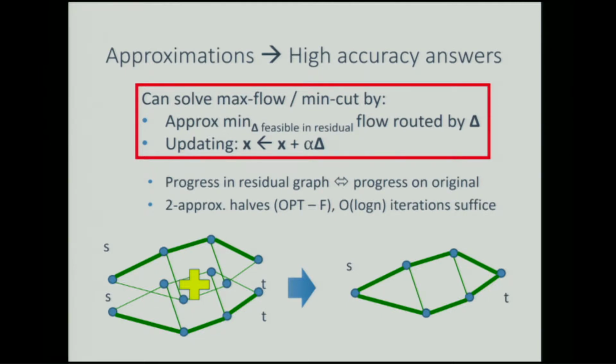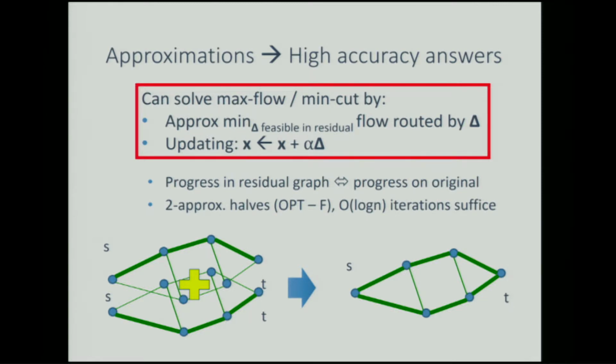Essentially it boils down to the following approach. Imagine the following ideal algorithm: I have the residual graph, and every time I'm able to find a 2-approximation to the max flow in the residual graph. What does this do? The maximum amount I can route in the residual is the difference of my current flow value to opt. So if I find a 2-approximation, I have essentially halved my distance to opt. I can keep doing this, and it will terminate in log n iterations to a very high accuracy answer.